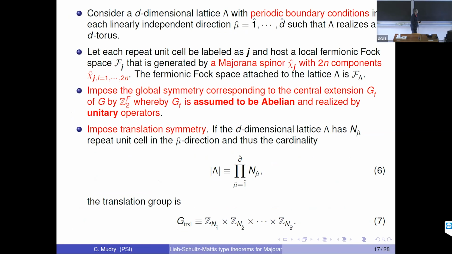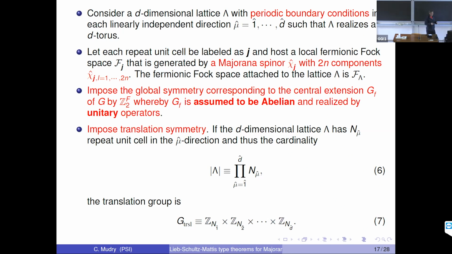So let's go through the machinery. My notation is I have my lattice lambda, and I impose periodic boundary conditions. I can define a fermionic Fock space locally for every repeat cell because I have an even number of Majorana. Then, once I have my local Fock space, by tensoring I have my global Fock space. And now the group GF, I'll be a bit more precise. What is the group GF? It is technically called a central extension of a group G by Z2F, where Z2F is the notation I use for fermion parity.